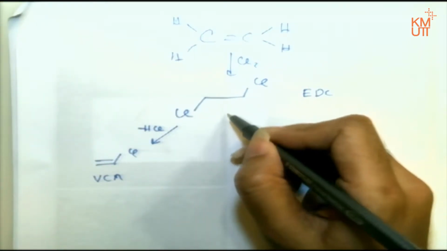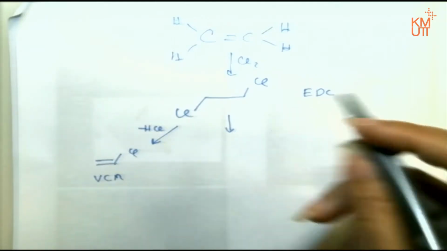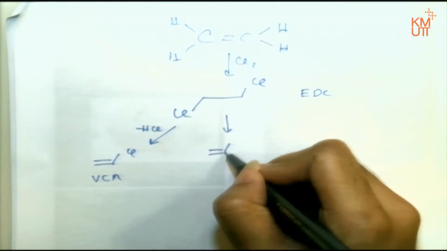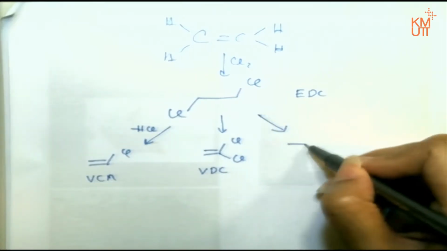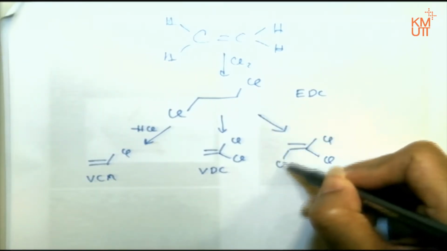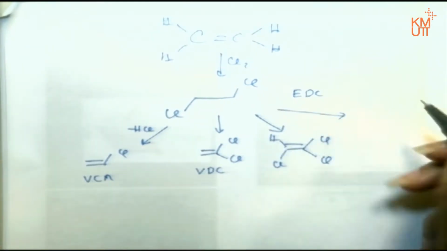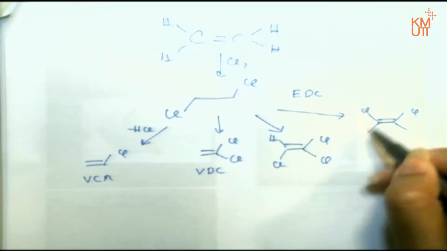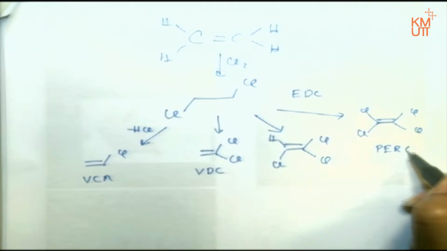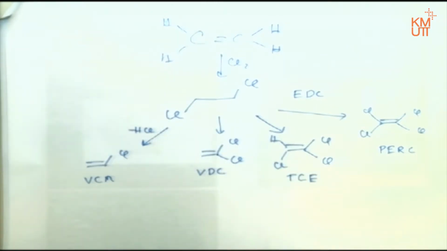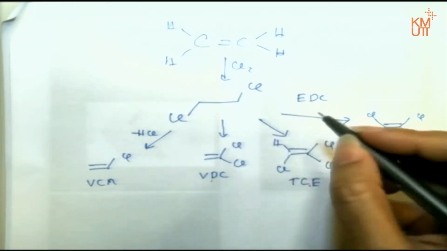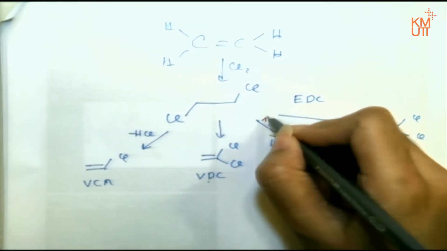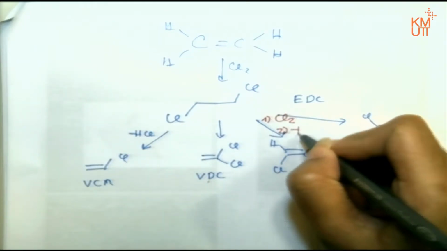But EDC could also be converted to other materials in two steps, okay? For example, you can produce VDC from EDC. You can produce TCE from EDC. And also you can produce PERC. So for the conversion of EDC to VDC, TCE, and PERC, it requires two steps, right? The first step is coordination, and the second step is elimination.